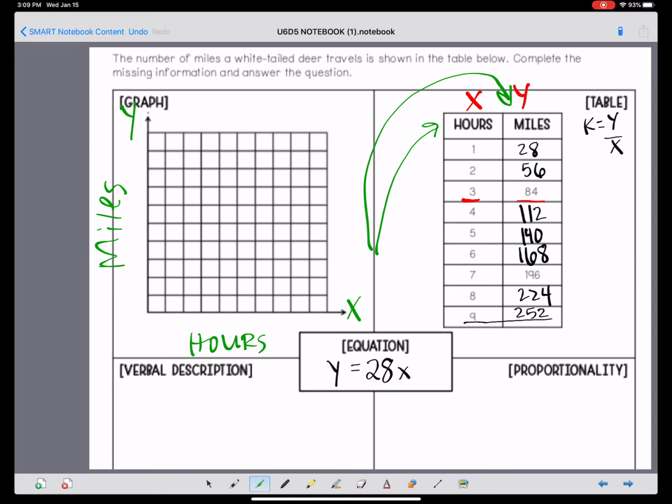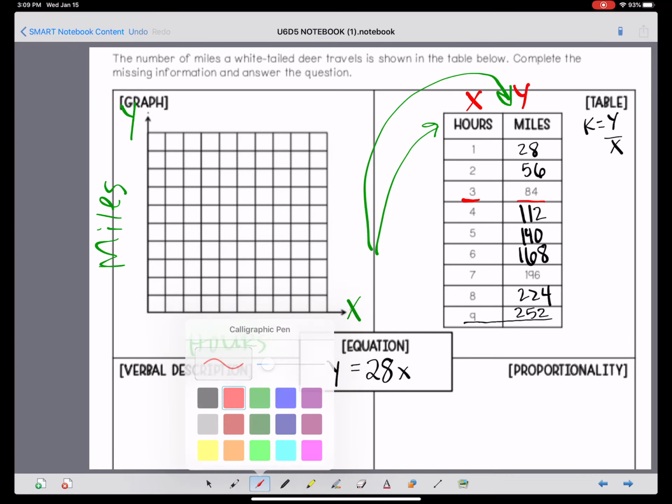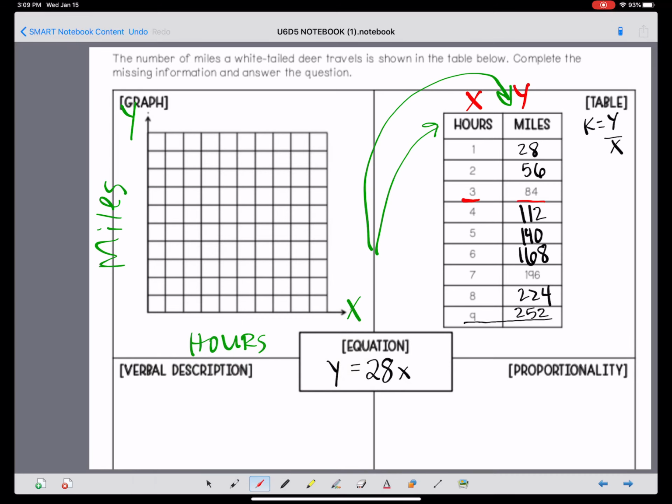You're going to fill out this graph the same way you would fill out the table and just count. You'd count by the same interval each time. So I'm going to start at 0 hours. The deer travels up to 9 hours. And the miles that the deer travels is 28 miles each hour. You just add 28 each time.